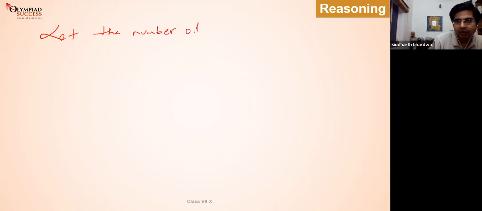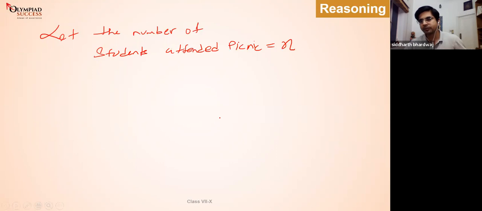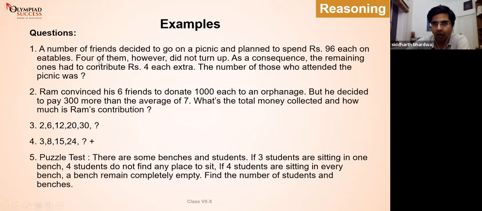Let the number of students who attended the picnic be X. The number of friends who attended the picnic is what the question is asking. We don't know how many attended the picnic, so let's take it as X.